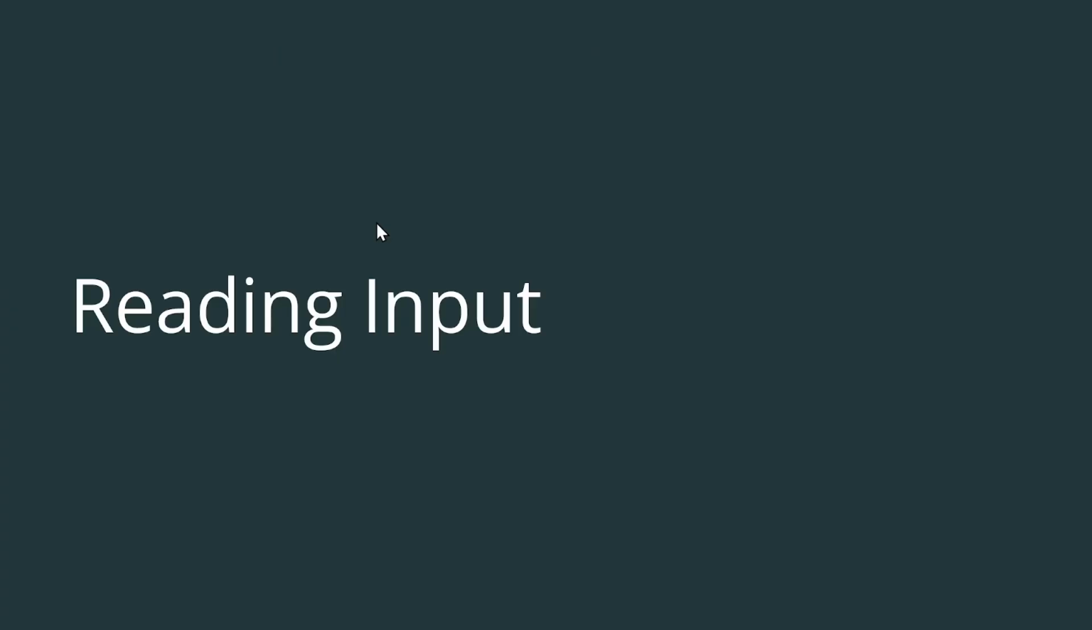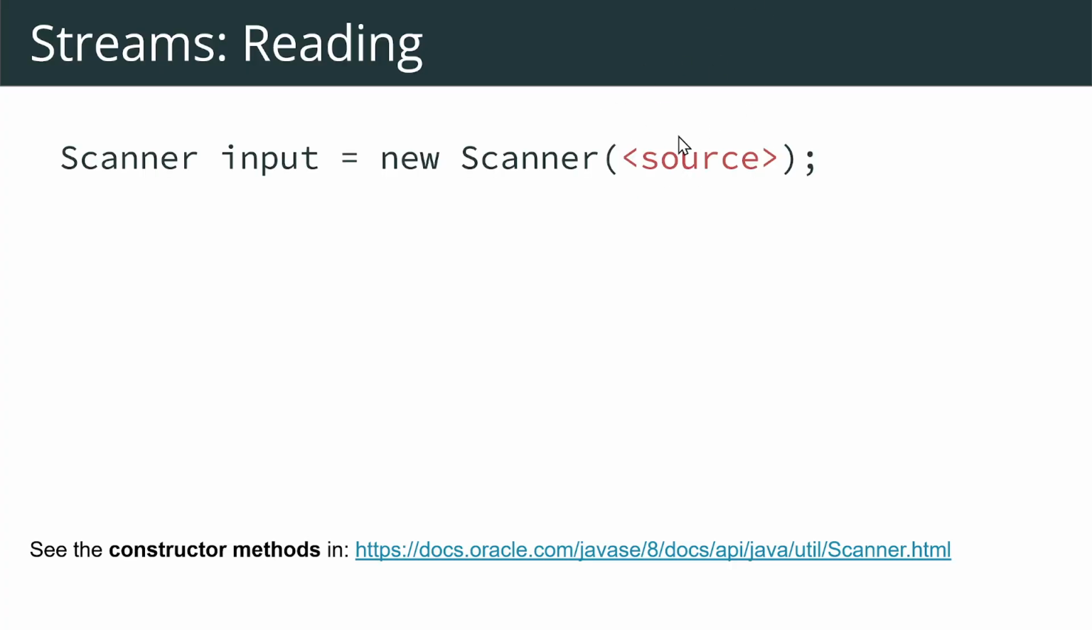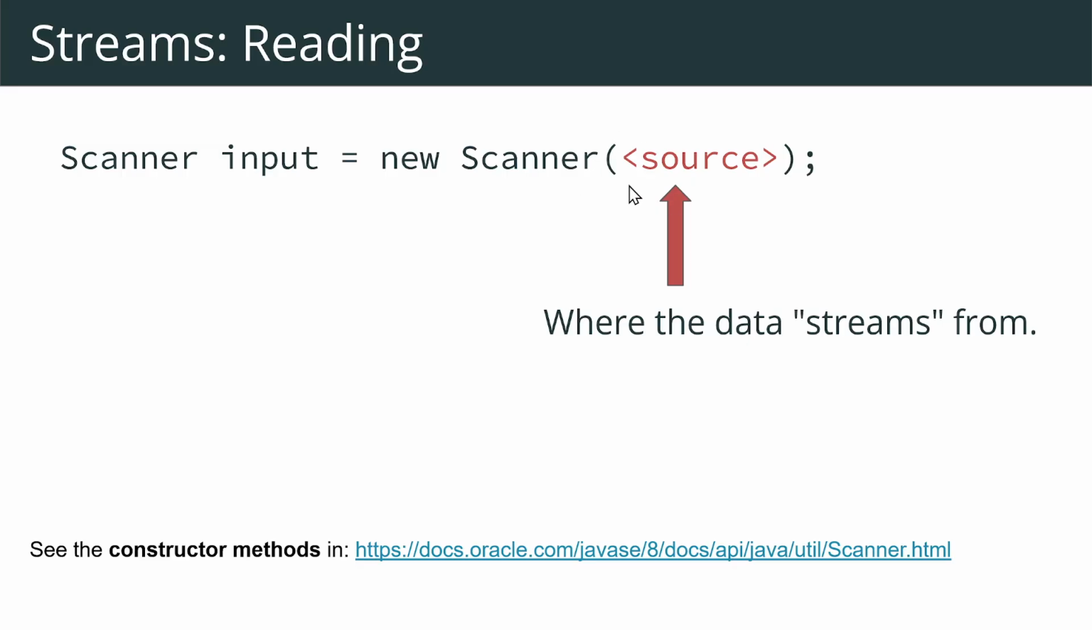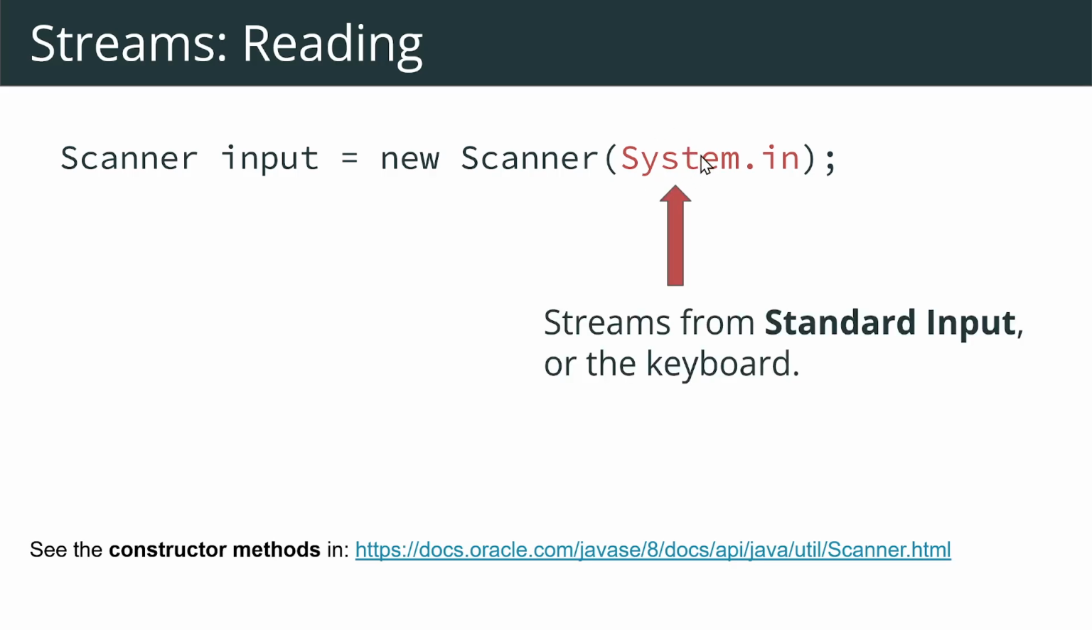Okay, so let's talk about reading input. This is loading data. This whole time in class we've been doing streams from some sort of source. Like when we set up a scanner, you've seen that some sort of argument goes into these parentheses, and this argument represents where to grab the data from. The first type of source we saw in this class was System.in.